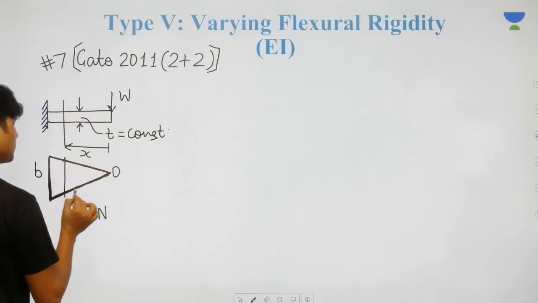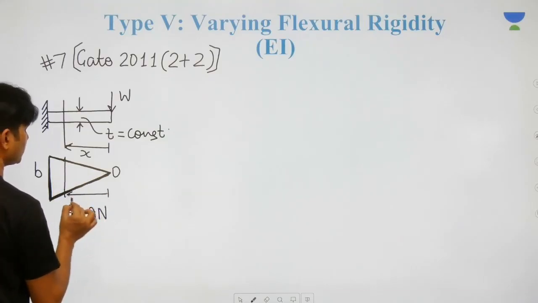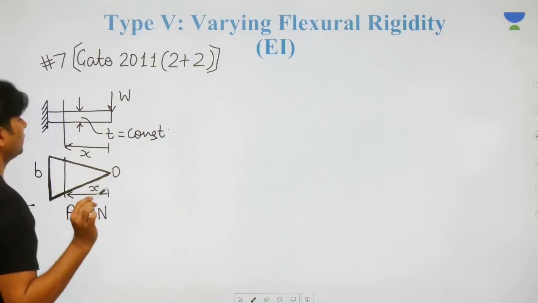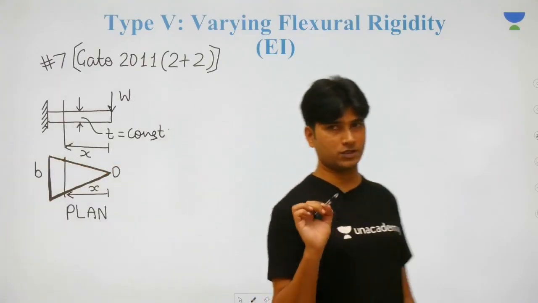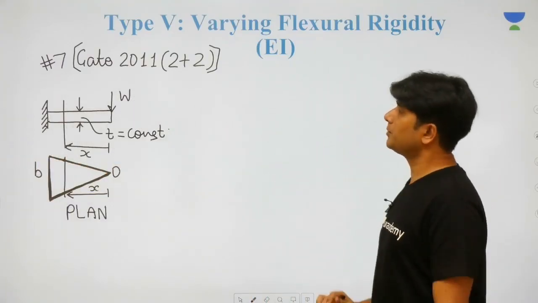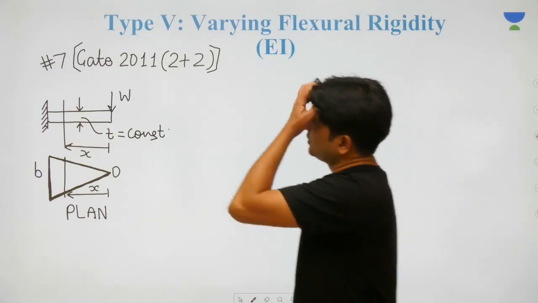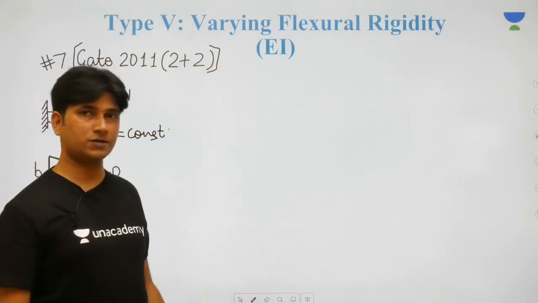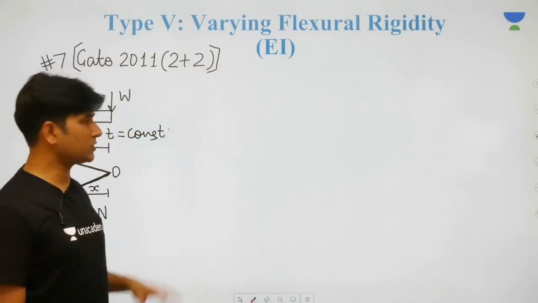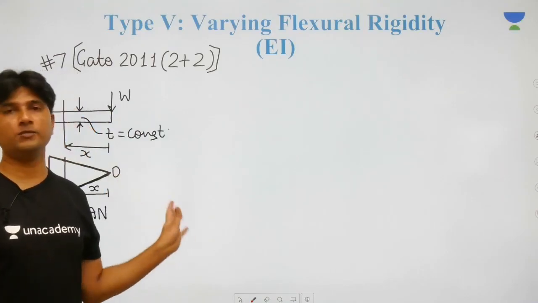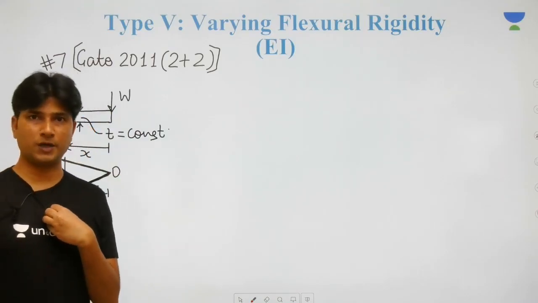They asked to calculate the moment of inertia value, and also to calculate the maximum deflection in this particular beam. This problem was asked in GATE 2011, the year when I wrote GATE. Let me tell you that I solved this problem like a pro. Why? Because I knew about the moment area method.